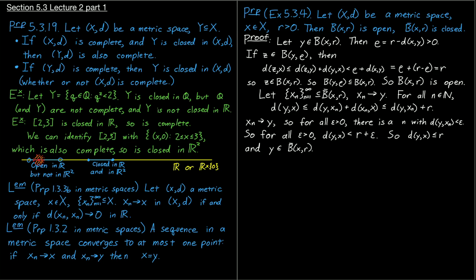So we've seen that for any convergent sequence in what I'm claiming is the closed ball, the limit point is also in the closed ball. So that means that our closed ball is in fact closed.